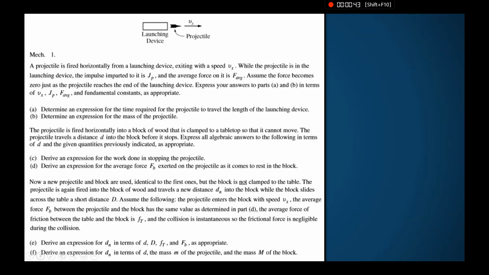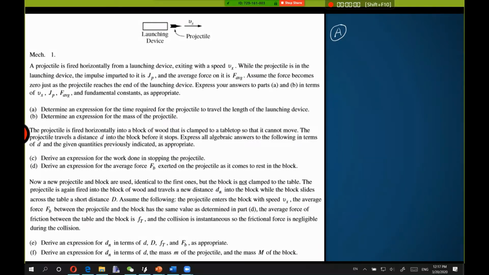Given its impulse, J_P, and average force, I want to express the time required for the projectile to travel the length of the launching device in terms of the velocity, impulse, and average force, and then any fundamental constants. What do we have to do? Okay, so what do I have to do for part A?